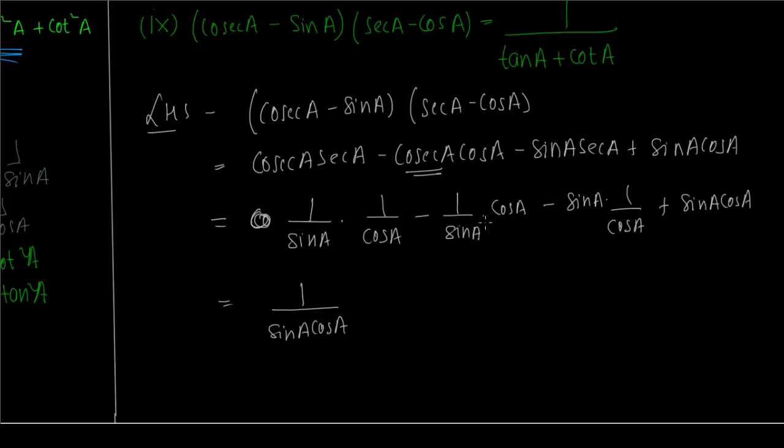This is 1 by sin A into cos A. So this is nothing but cos A by sin A. And what is cos A by sin A value? Cot A. So this can be written as minus cot A. Because 1 by sin A into cos A is nothing but cos A by sin A. That is cot A.